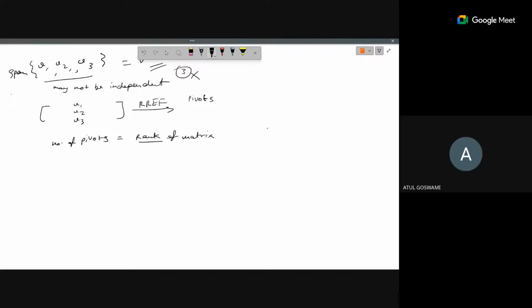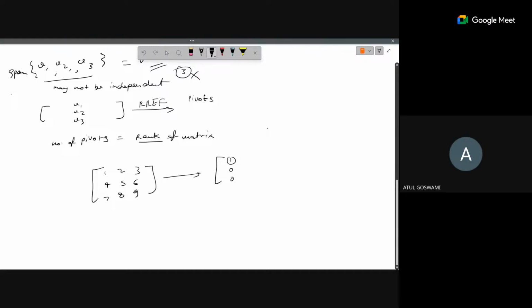Suppose you have these three vectors. You want to know whether they are independent. You want to find the pivots of this matrix. So you convert this, and somewhere here you will get one, and then it should be zero.